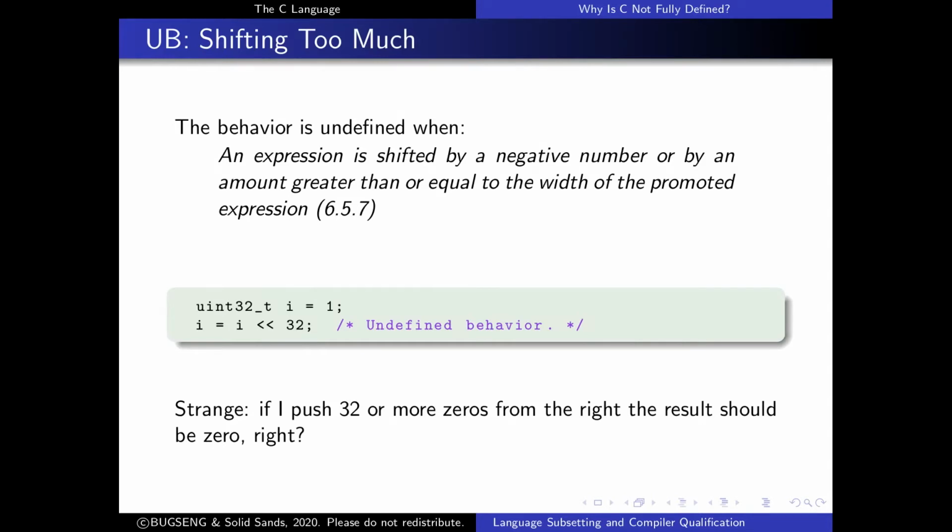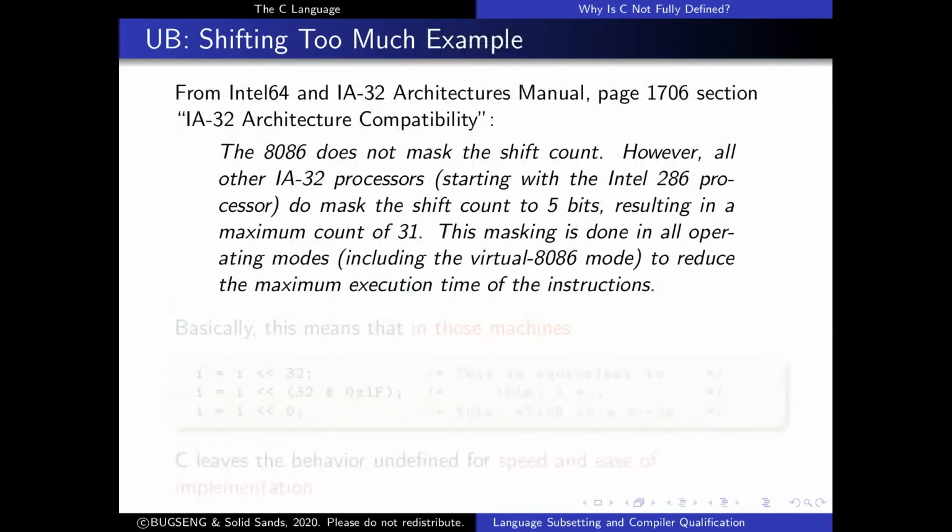So no, it is a bit less intuitive to understand what might be the problem shifting a 32-bit integer 32 positions to the left. Because one might reason, well, if I push 32 more zeros from the right, the result should be 0. And the answer is no. Because on very popular architectures, such as Intel 64 and Intel Architecture 32, the first thing that happens to the shift count is that it is masked.